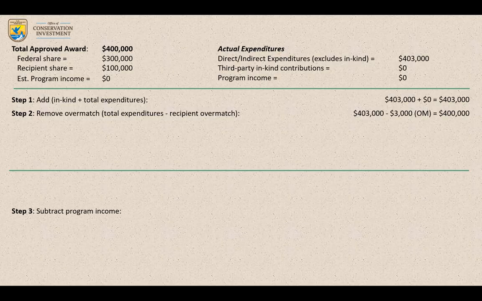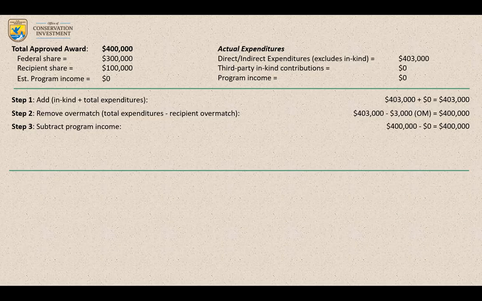In Step 3, the recipient takes the adjusted outlays from Step 2 and subtracts the amount of program income that was earned during the award period of performance. Important in this step is that the recipient only removes program income that is treated as either deductive or additive per the award terms and conditions. Program income that is treated as cost sharing should not be removed during Step 3. No deductive or additive program income was earned, therefore we subtract 0 from the adjusted outlays.